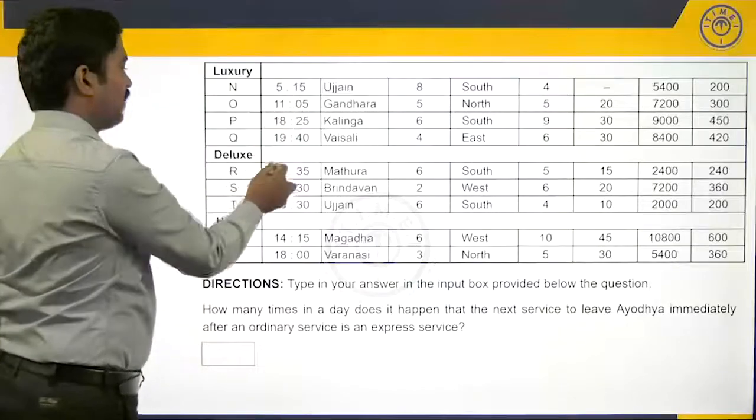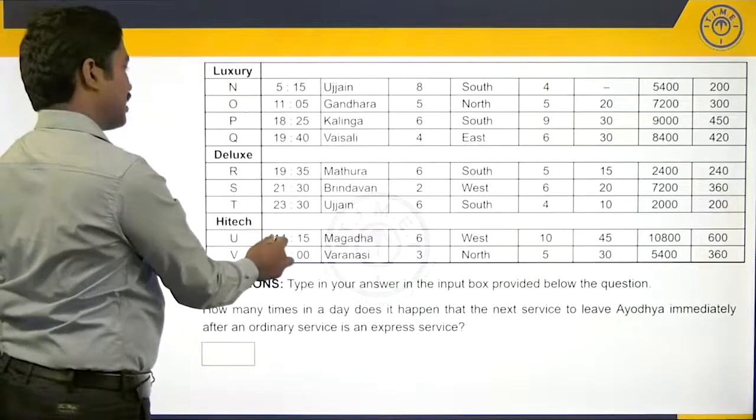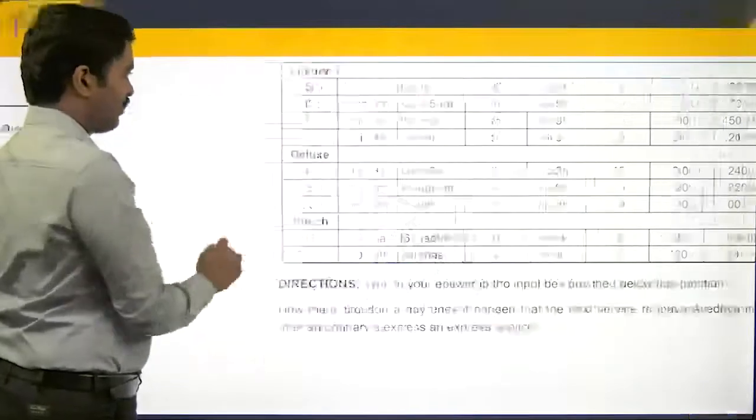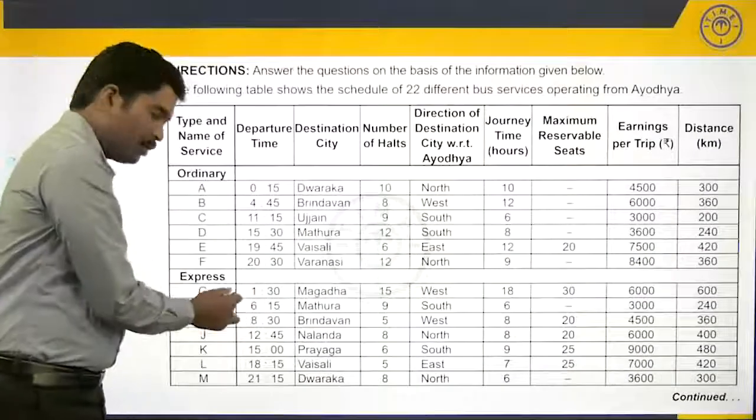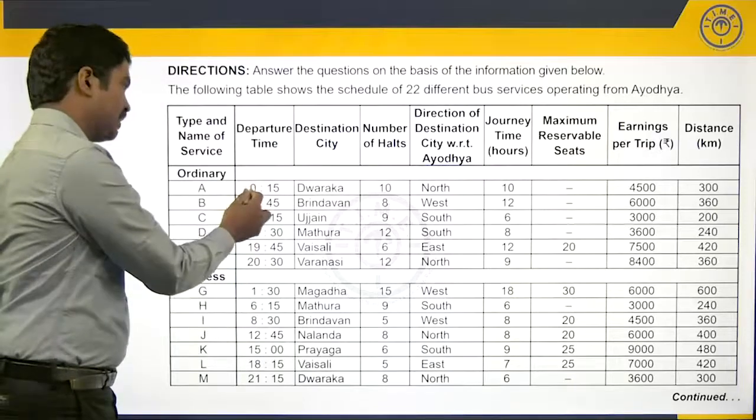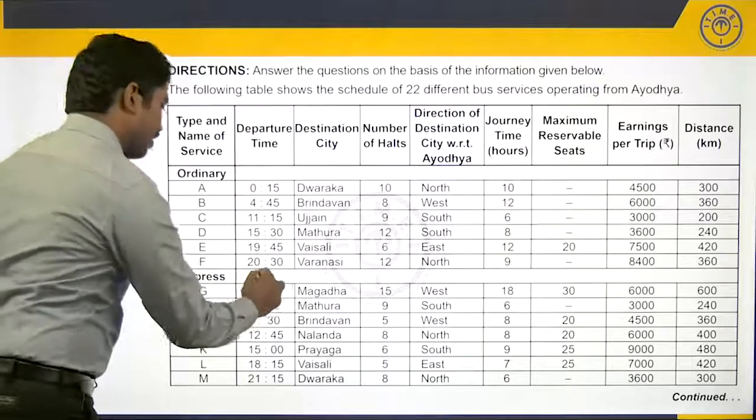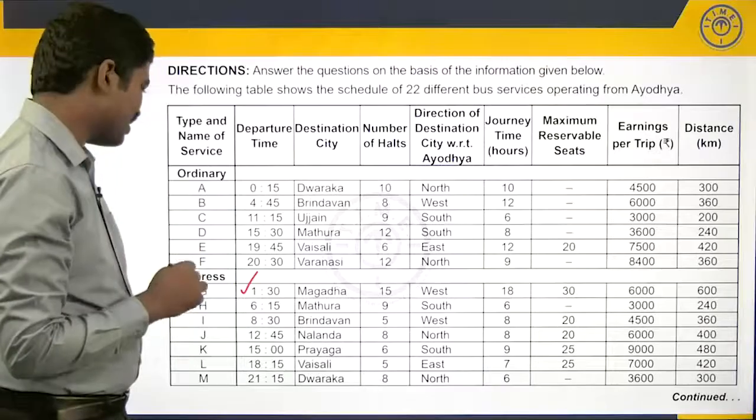This one, the earliest is at 5:15. This one starts in the evening. This one starts in the afternoon. So, earliest is 5:15. There's no way it can come before this. So, 1:30, the service right before that is definitely an ordinary service at 12:15 in the night. So that's one such trip.